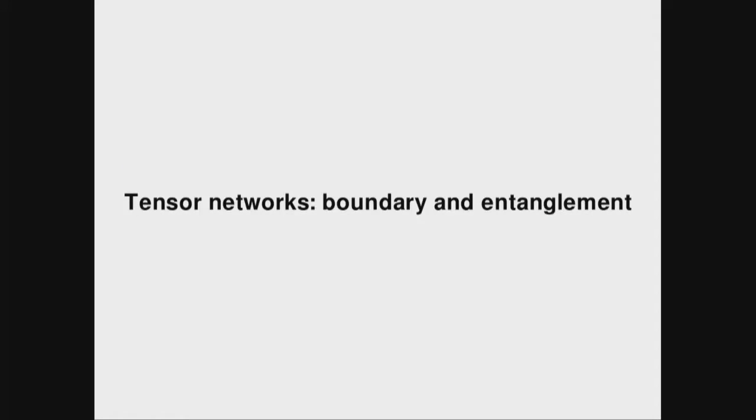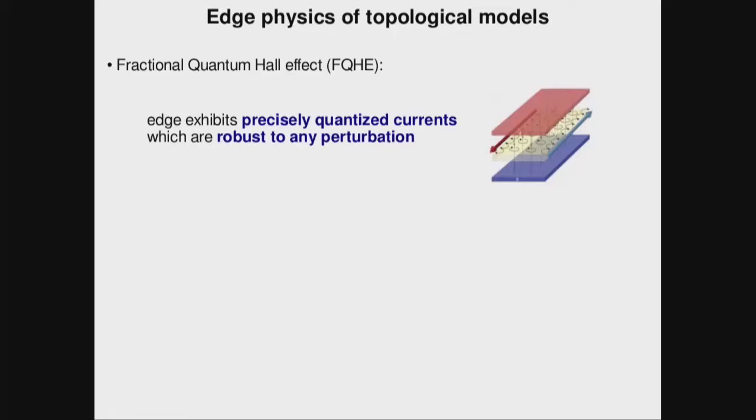So what is this about? Well, it's about what happens at the boundary, the edge of topologically ordered systems. And it's well known that the edge of topologically ordered systems can exhibit very exotic physics. So what is very famous is in the fractional quantum Hall effect, or even the integer quantum Hall effect. At the boundary, you have very precisely quantized edge currents, which are robust to any kind of physical perturbations. So you have a one-dimensional boundary, and the current flowing in that boundary is exactly quantized.